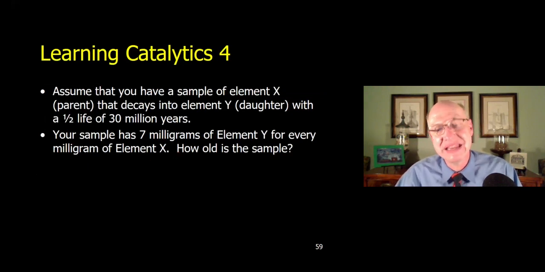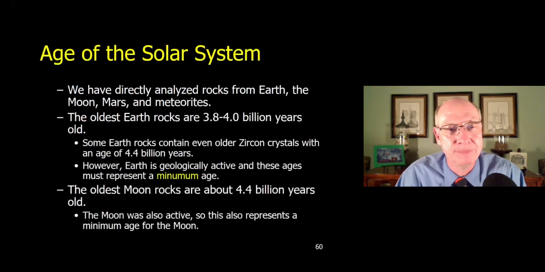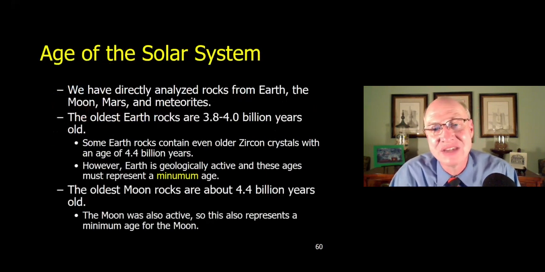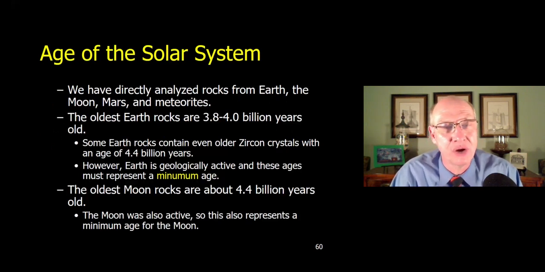So from studying the decay of radioactive elements, what have we determined? Well, we've directly analyzed rocks from the Earth. We have brought back rocks from the moon. We have on Earth meteorites that we are quite confident came from Mars. And then we also have lots of meteorites that came from the asteroid belt and other places in the solar system. So we have directly analyzed all of these rocks. What have we found? We have found that the oldest Earth rocks are 3.8 to 4 billion years old.